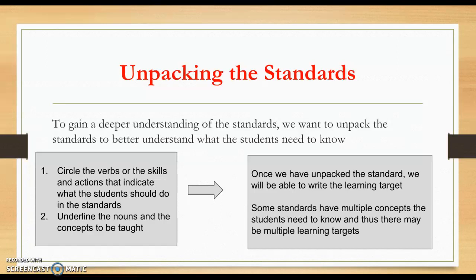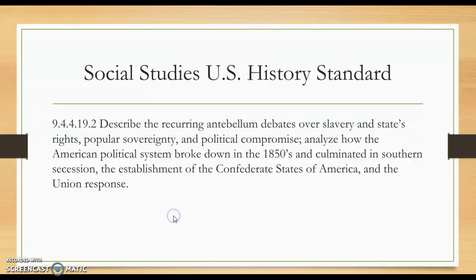But again, it's all about what the verbs and nouns are, because they're really going to get at the intent of that standard. So I want to take a look at an example. This is a social studies U.S. history standard. It says, describe the recurring antebellum debates over slavery and states' rights, popular sovereignty, and political compromise.